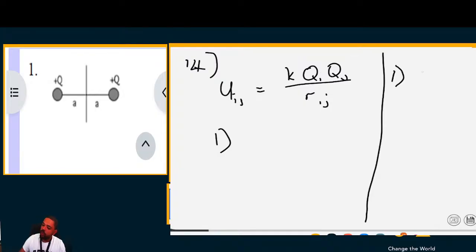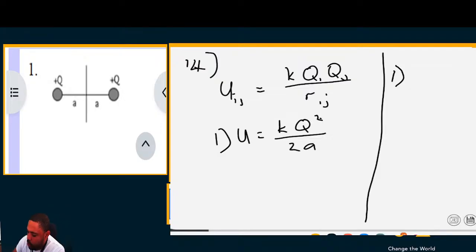Our electric potential for setup one. There are two charges, that is two Q charges. So U is equal to k Q times Q, so that's Q squared over the distance between them, which is 2a. So this is the electric potential due to two charges. It is k Q squared over 2a. That's for two charges.